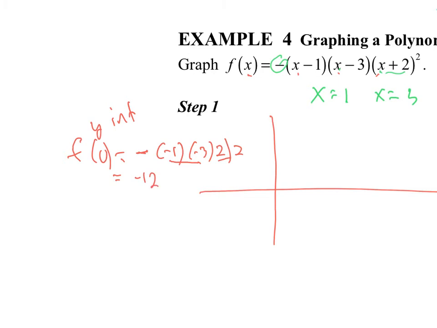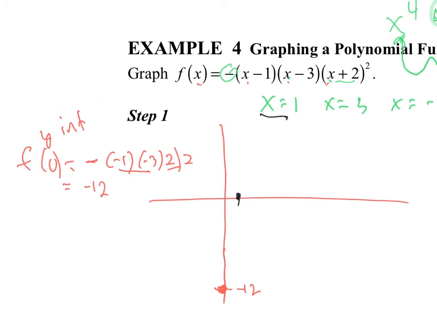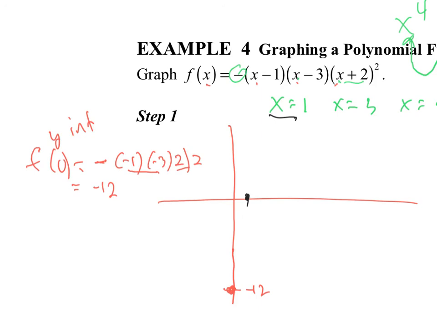So I know way down here, down south, negative 12 must be my y-intercept. And then I know I have a 0 at a 1. So I'm going to go here to 1. Then I have another 0 at a 3. Do I have those two? Yeah, I do have it at a 3. 1, 2, 3. That was a 1.